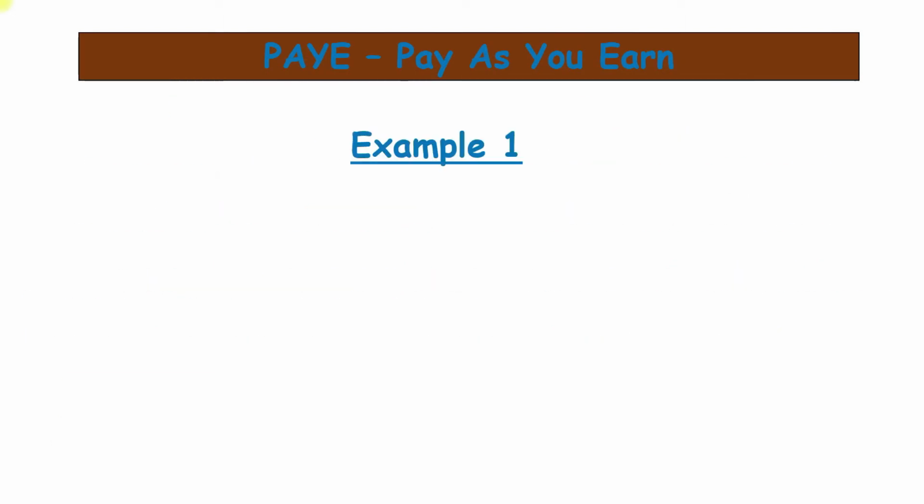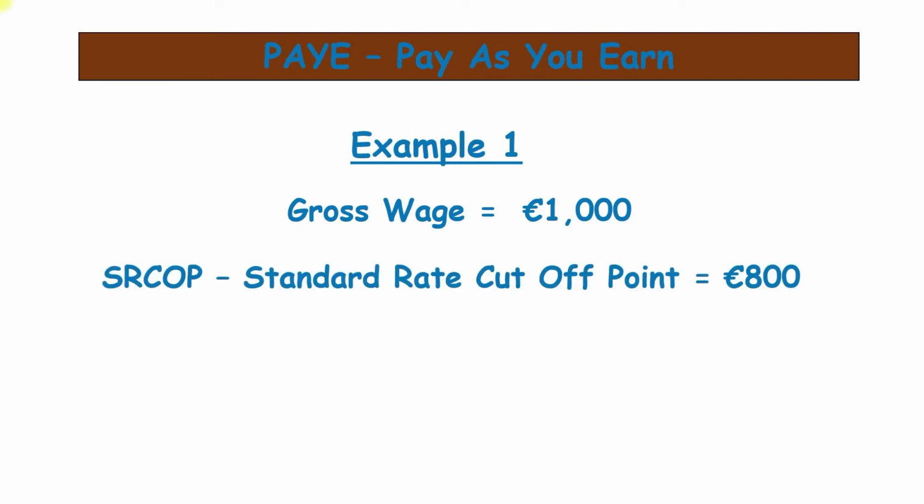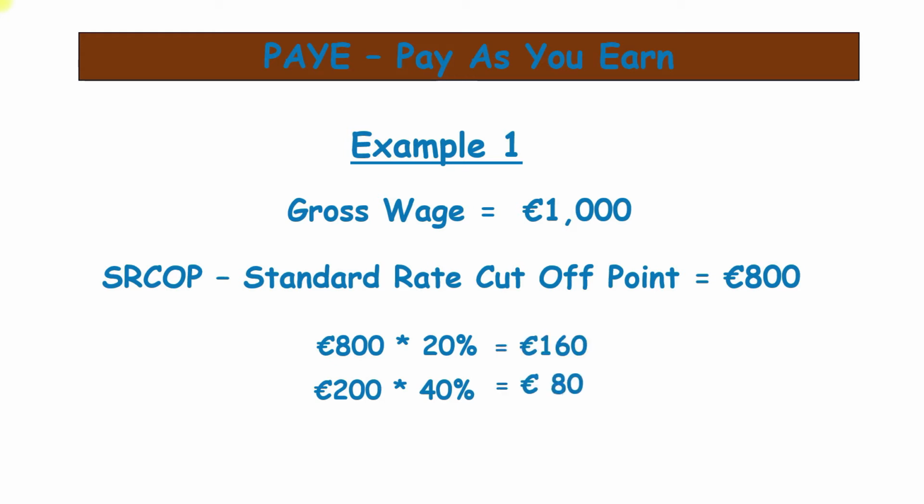In this example, a person has a weekly gross pay of $1,000. They have been allocated an SYOB of $800. Which means that $800 of the gross will be taxed at 20%, and the remainder, $200, will be taxed at 40%. The $200 was found by subtracting the cutoff point $800 from the gross of $1,000. 20% of $800 is $160. 40% of $200 is $80. Add the 2 together and the total tax due is $240.